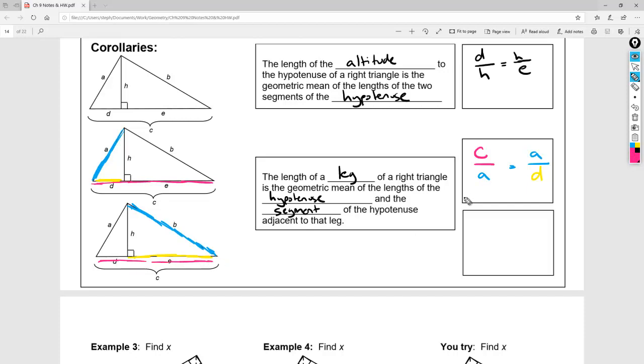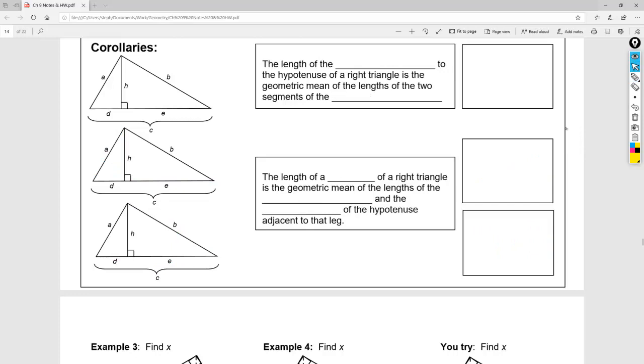Right. So if we set up our proportion, it'll look very similar. So C is to B as B is to, this time, E. All right. So that's the idea here. All right, let's move on.